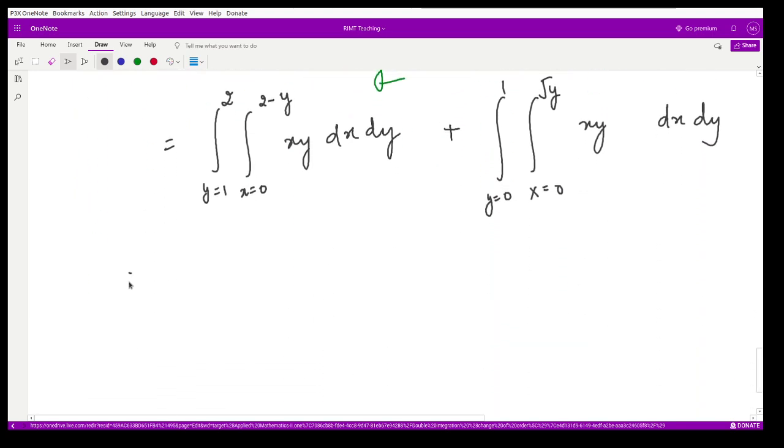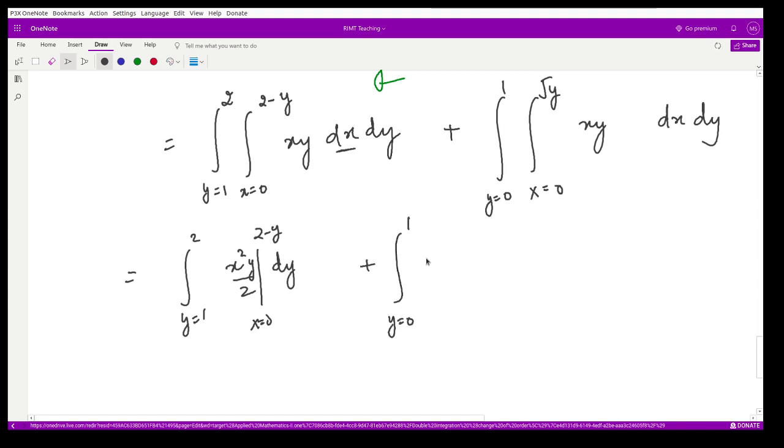So what would be this? When you integrate with respect to x first, so you have y from 1 to 2. You will keep y as constant, so you have x square y by 2 into dy, and the limits are from x varying from 0 to 2 minus y. And then here you have y varying from 0 to 1, and then here also x square y by 2, and the limits are from x varying from 0 to square root y dy.